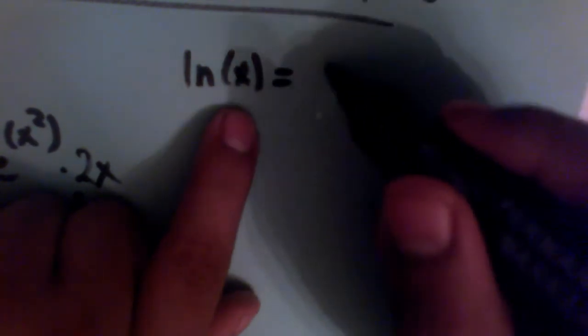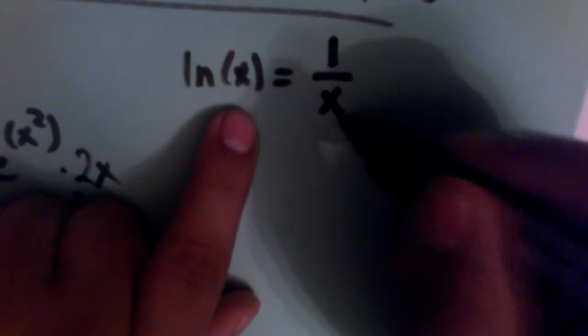So now we're going to move on to another common one. Let's go to natural log of x. Alright, so let's say we have the natural log of x and we want to take the derivative of this. Well, the derivative of natural log of x is always going to be 1 over x.